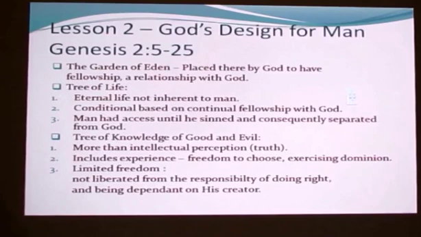So Eden is actually symbolic of his presence. And there we may have a relationship with him, there we may have fellowship with him.